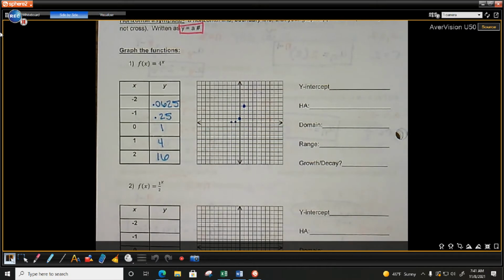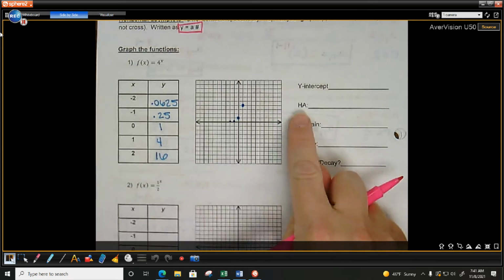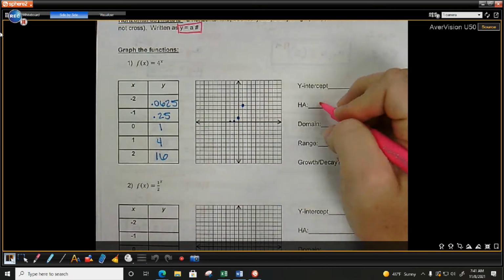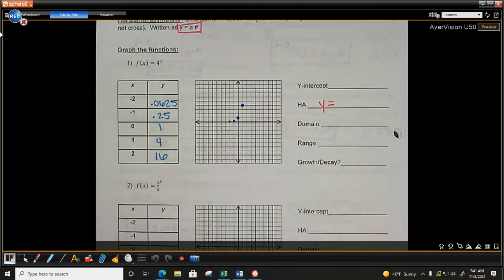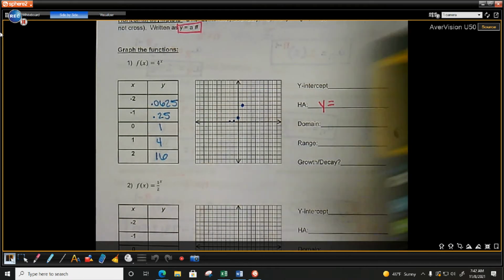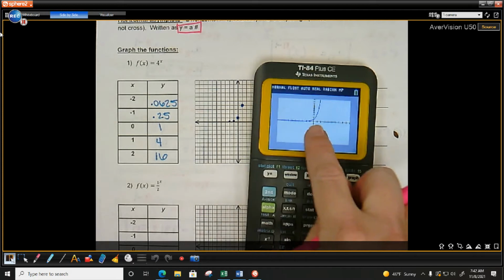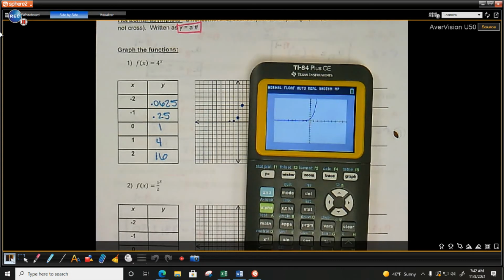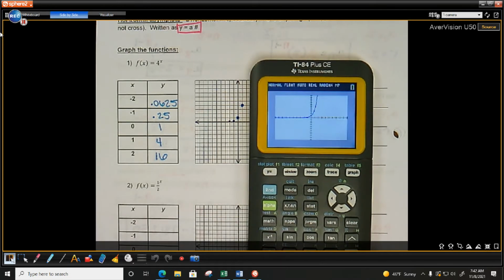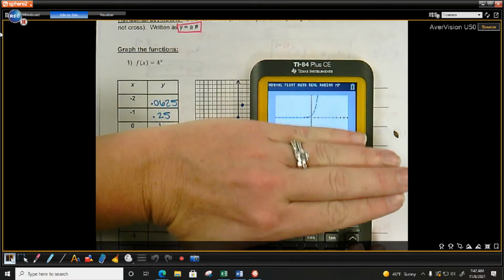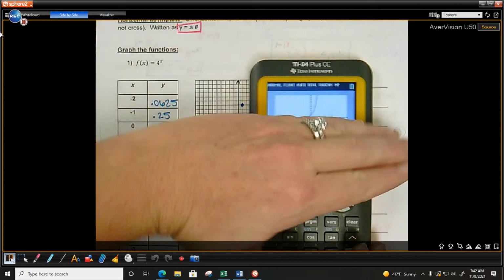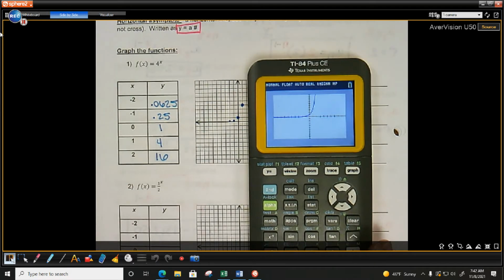Where do we think this graph flatlines? What do we think our horizontal asymptote is going to be? We know it's going to be y equals. But where do we see on our graph on our calculator, where does it flatline? Where does it flatline, guys? At the what axis? The x-axis, which is just y equals 0.